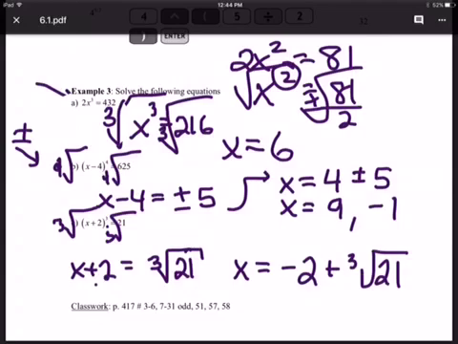Okay, so again, even roots, if you have to take an even root on both sides to solve for x, you put a plus or minus in front of it, just like we did in example B. In example C, we didn't need that plus or minus because it was an odd root.